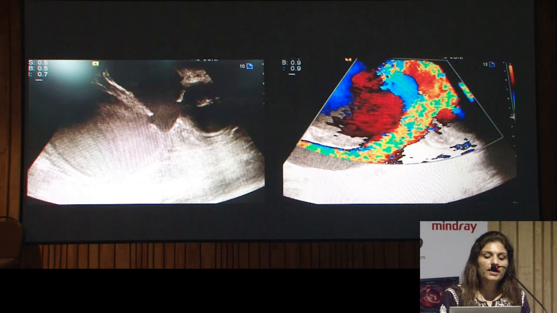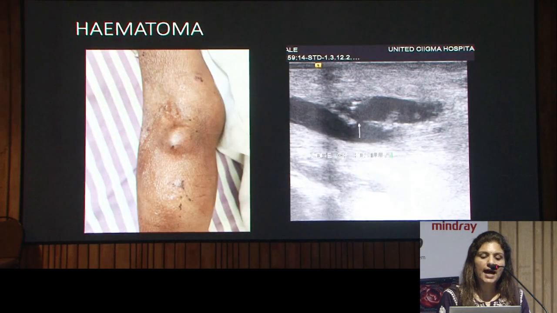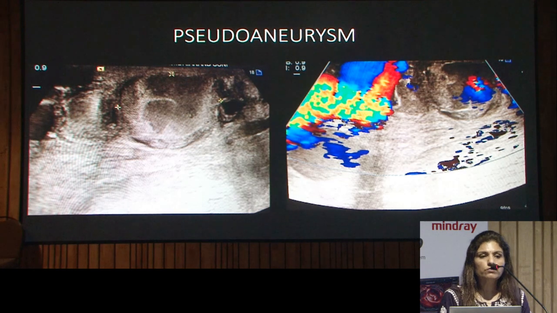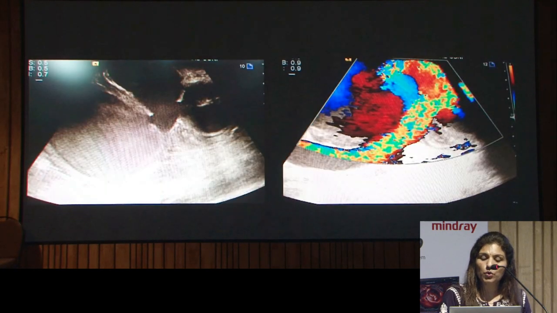Pseudoaneurysms, we need to identify. This female with a long-standing fistula came with a focal swelling at the site of anastomosis. And when we did a Doppler, this is showing the artery with the draining vein with a lot of focal dilatation, and this entirely was a vascular lesion. So this is a pseudoaneurysm formation.